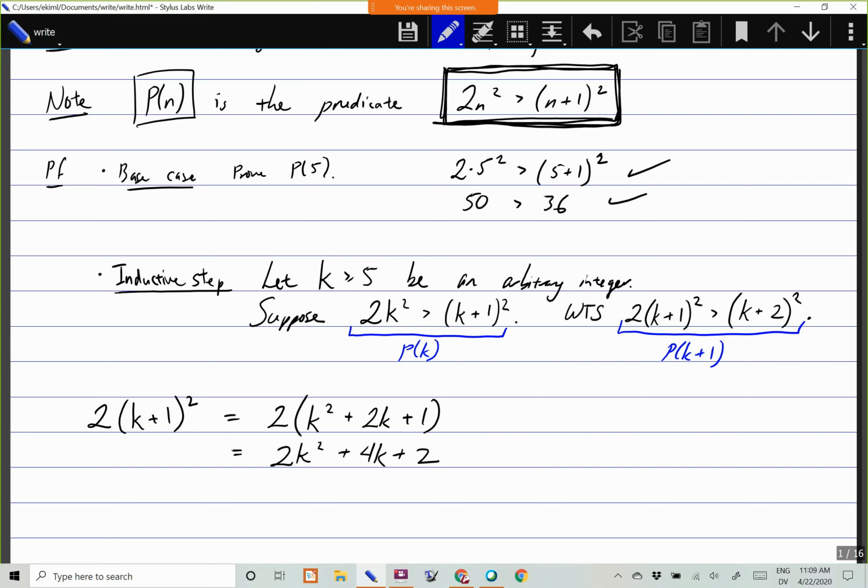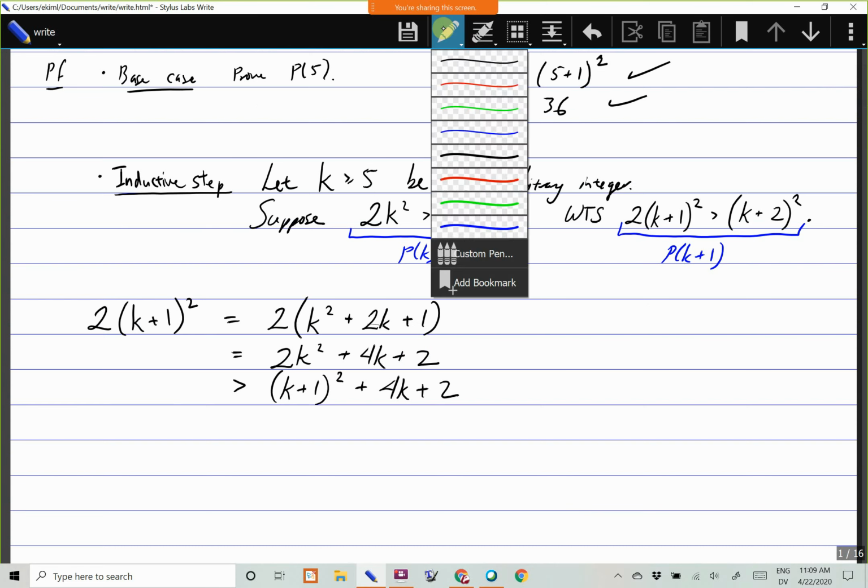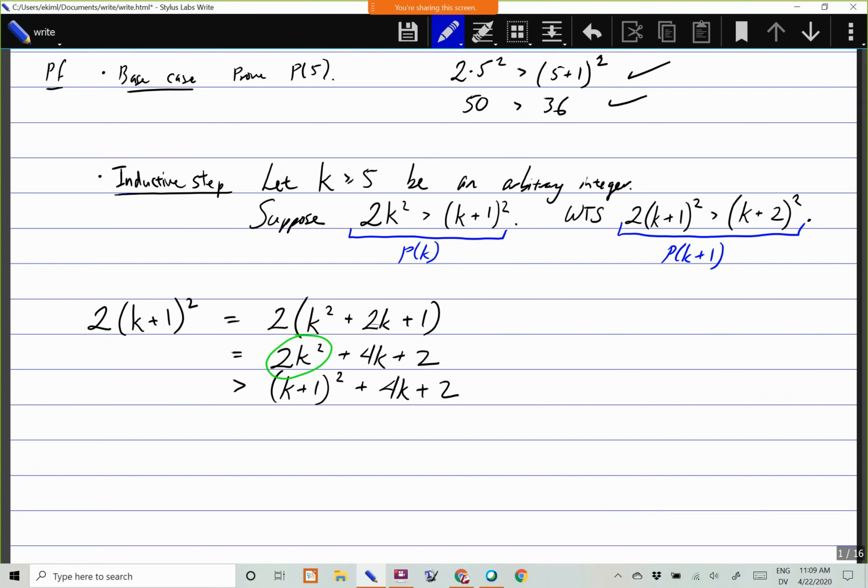So this text here should be greater than (k plus 1) quantity squared plus, and then we still need to account for the 4k plus 2. This is usually the place where there's some confusion, so I want to have you stare at that for a moment, see if we're okay with this. So this text in green, the first green circled thing is bigger than the second green circled thing.